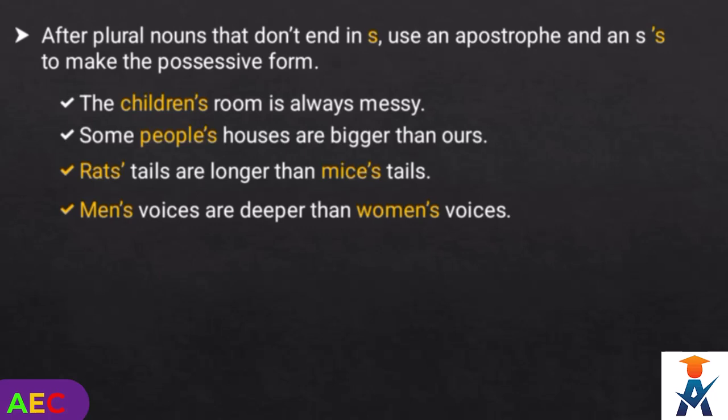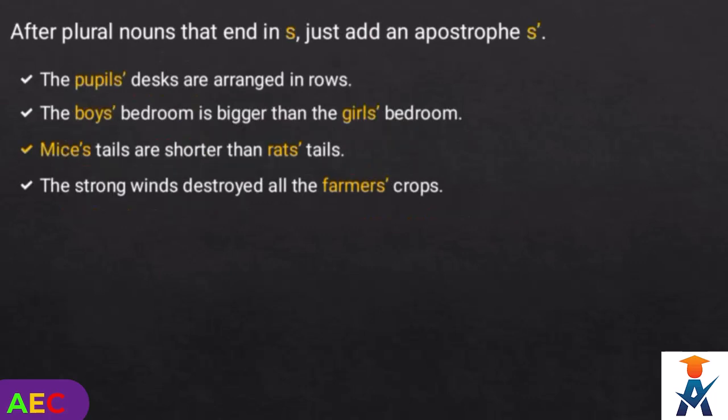Men's voices are deeper than women's voices. It's also similar. The noun men does not end with the letter s, and we have to use an apostrophe s to show the possessive form. And women also does not end with the letter s, so to show the possessive form of women in this sentence we use apostrophe s.